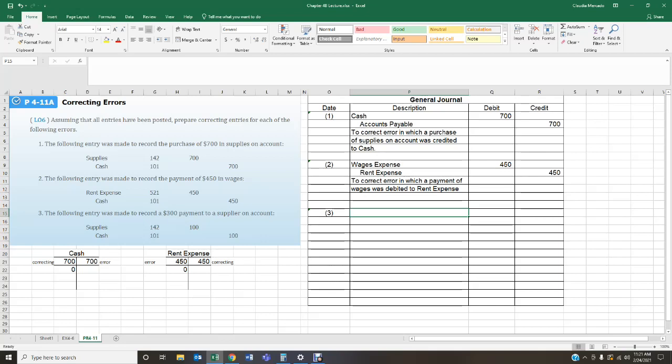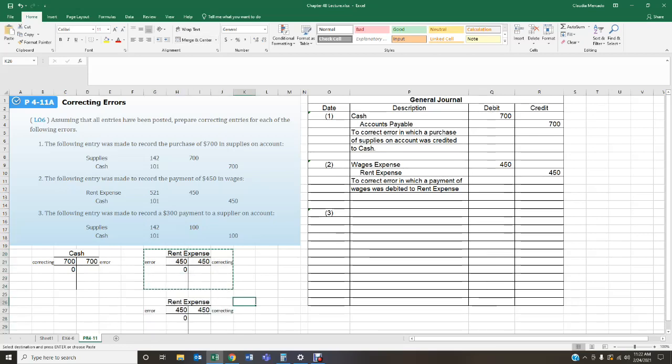Now, what happened? We debited supplies for $100, and we credited cash for $100. So not only are the account incorrect, but the dollar amount is incorrect as well. So for this transaction, we said cash needs to be credited for $300 and accounts payable needs to be debited for $300. Okay? Does supplies have anything to do with it? Nope. Supplies have nothing to do in this transaction. Okay? The person that was working on it, the accountant, must have been tired.